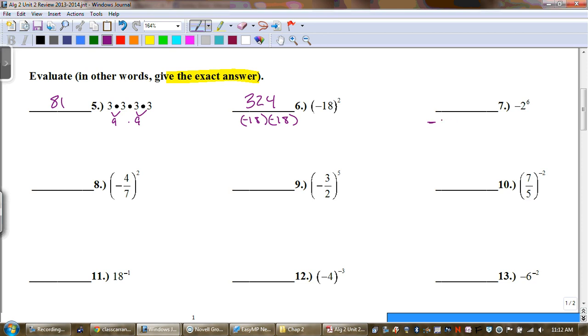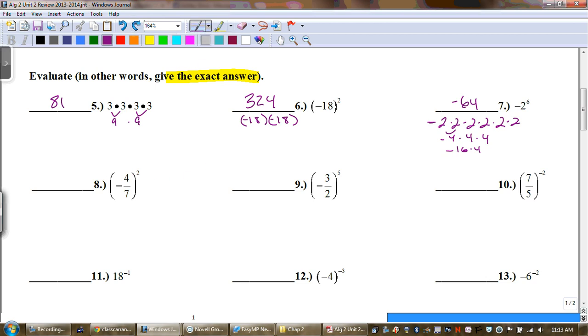Once again, there's only one negative sign and 6 of those 2's. 1, 2, 3, 4, 5, 6. So we have 4 times 4 times 4, 16 times 4, and that gives us negative 64. Okay? Or you can just say 2 times 2 is 4, 4 times 2 is 8, 8 times 2 is 16, 16 times 2 is 32, and 32 times 2, 64. Okay? Either way you want to do it.